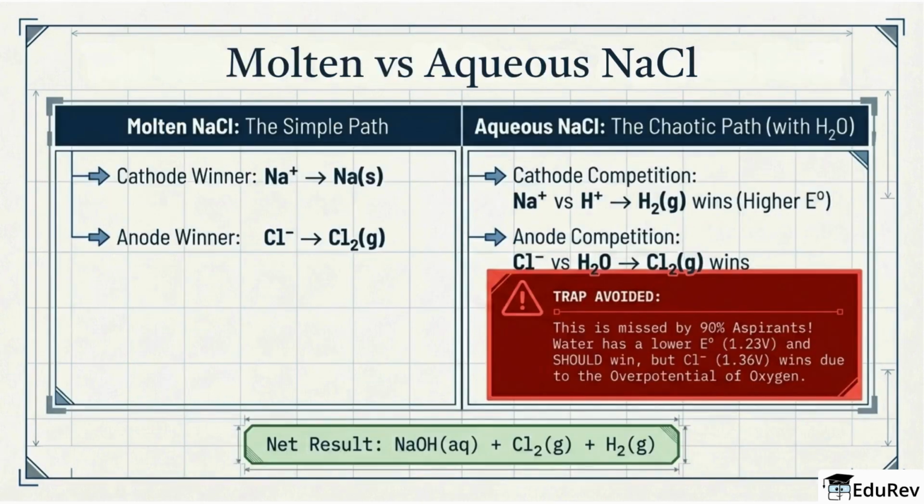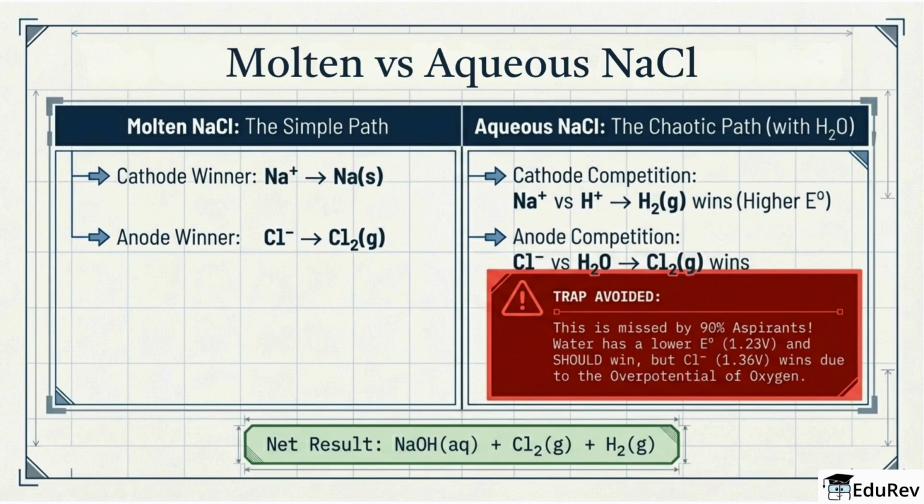Let's move on to molten versus aqueous sodium chloride. Molten NaCl is the straightforward case. Sodium ions are reduced to sodium metal at the cathode, and chloride ions are oxidized to chlorine gas at the anode.